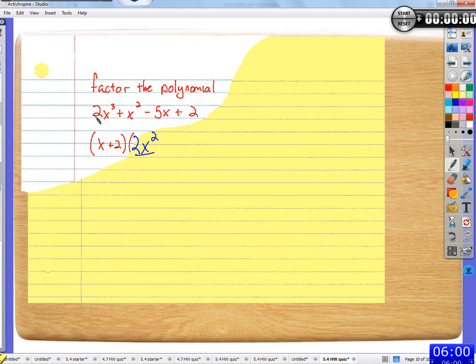Okay. Does that make sense? Everybody agree? Anybody have a different theory? Can you explain this theory? Why 2x squared has probably got to be this first term? Why that makes sense?